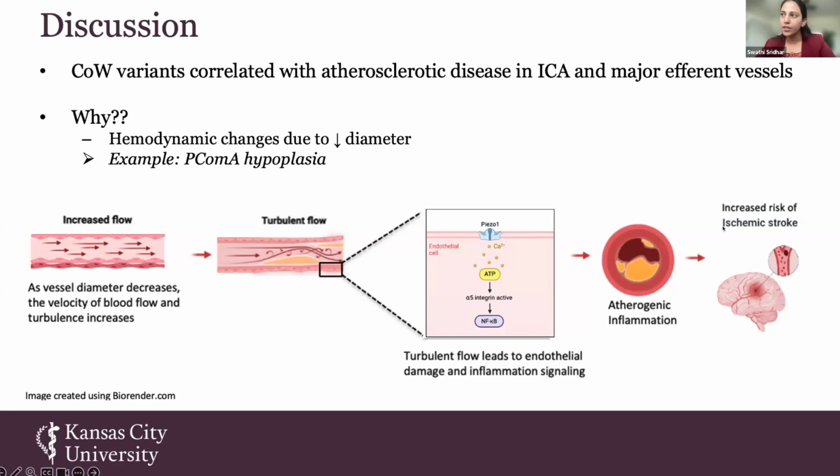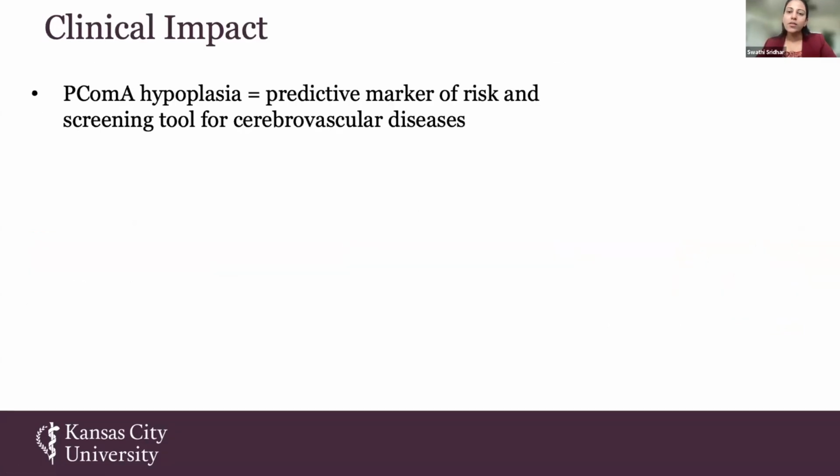endothelium. Shown here, Piezo1 is a mechanosensory cell surface protein that senses the shear stress experienced on the walls of this endothelium, and it transmits the signal to initiate a cascade of events that culminates in activating a pro-inflammatory signal such as NF-kappa B. And this sets the stage for atherogenic plaque formation. And in terms of the brain, this atherogenic plaque formation could result in occlusion of the cerebral vessels, leading to generation of ischemic stroke. So even in the absence of ICA stenosis, PCOM hypoplasia has been shown to increase the likelihood of stroke.